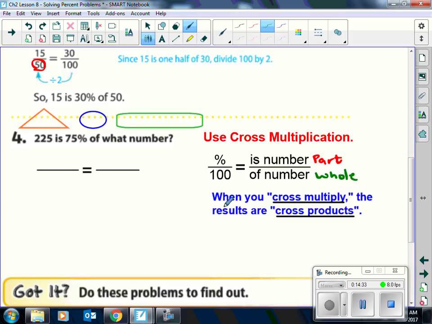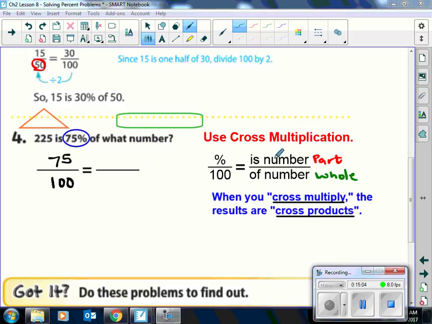Okay? Now, from our question, 225 is 75% of what number? So we could start with the percent. That's an easy one because it's the one that has a symbol, right? So that's 75%. So 75% we write over 100. So we've got 75 over 100.